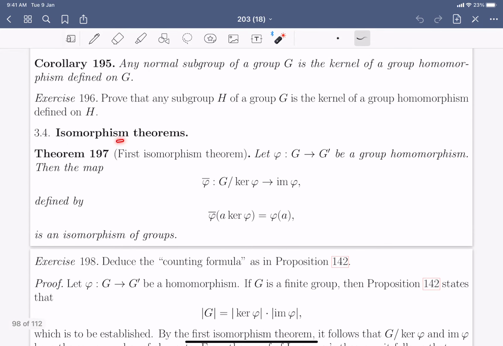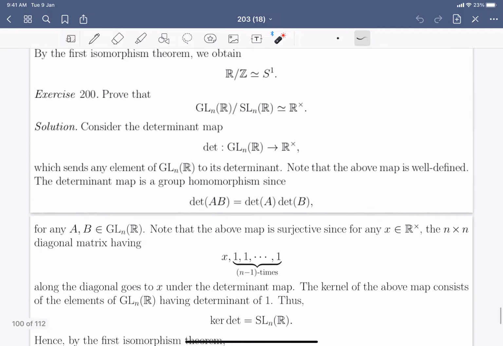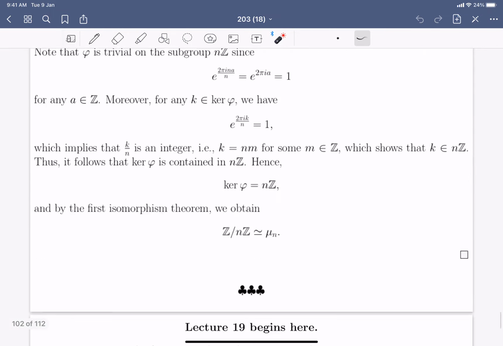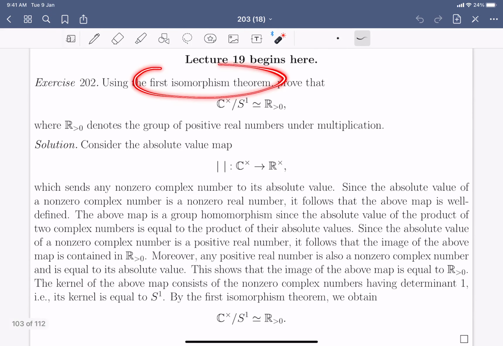Today we'll continue with this first isomorphism theorem. We will apply it to certain specific contexts in order to improve our understanding of the theorem, and also to indicate that it is applicable to a very broad context.